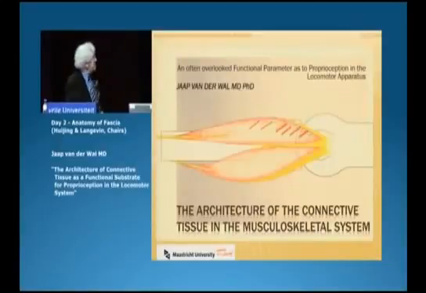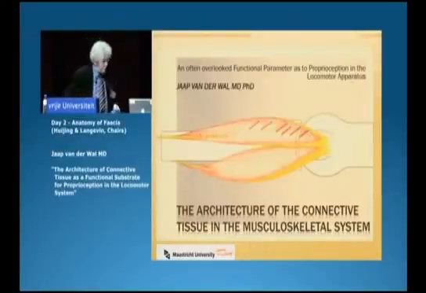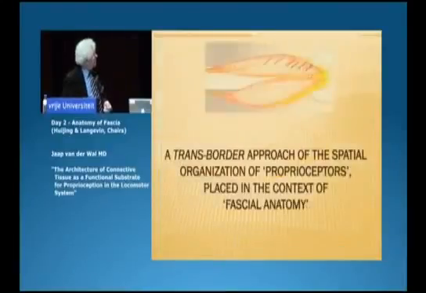The title of my talk is The Architecture of Connective Tissue in the Musculoskeletal System. And the subtitle is about proprioception: the connective tissue skeleton as proprioceptive substrate, an often overlooked functional parameter as to proprioception in the locomotor apparatus. That's what it's all about.